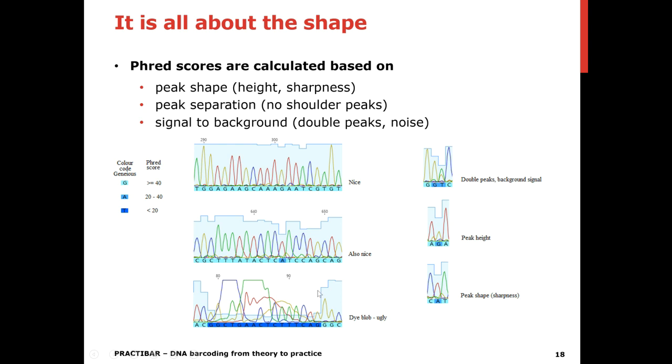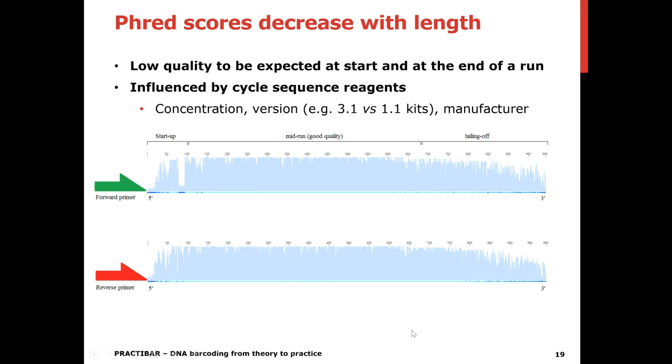Here in this lower part, it's very ugly because of dye blobs. You get very low quality trace files, with bases with a Phred score lower than 20. The Phred score also decreases with length. You always see a low Phred score in the beginning, like a startup of your trace file. Then it becomes nice, with good quality, and then later on it's tailing off.